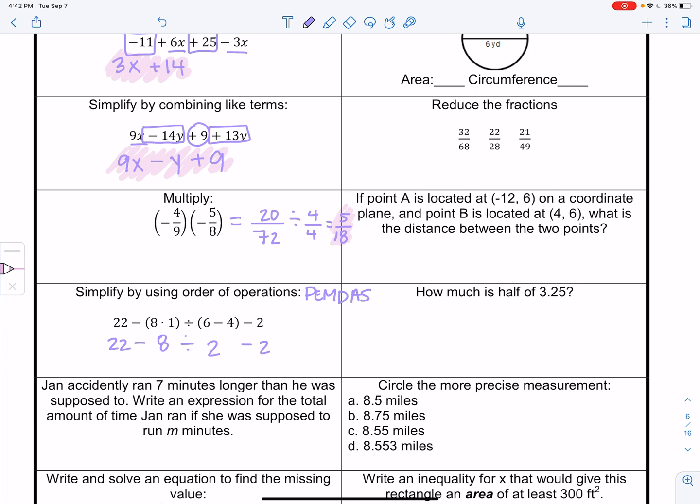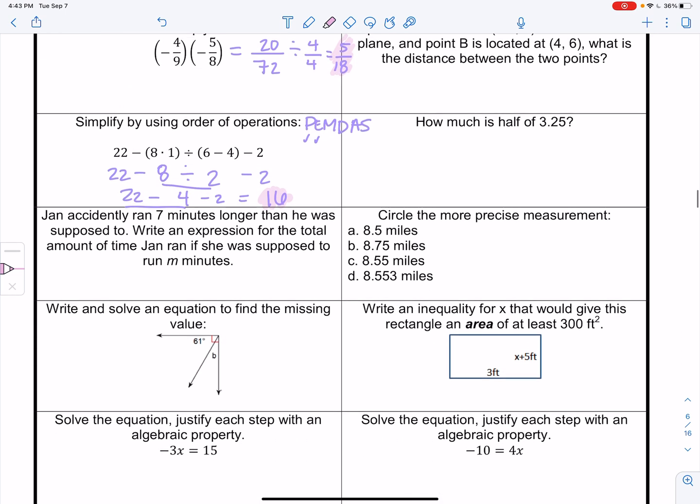I don't have any exponents, so I'm done with that. Multiplication or division, whichever comes first. We don't have any multiplication anymore, so we're going to divide. So 8 divided by 2 is 4. Rewrite. And now I'm just subtracting everything. So I'll have 22 minus 4 minus 2. And that is equal to 16. Is my final solution. Okay, I'm gonna move on.